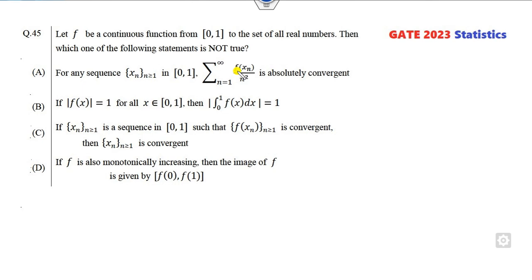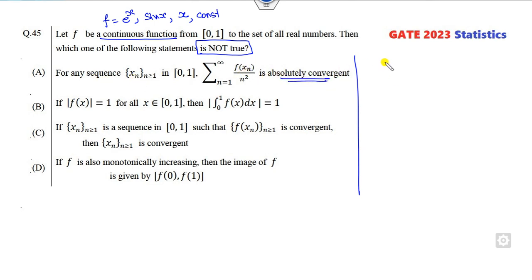Okay, look at this another one. F is a continuous function. You can take any continuous function like e raised to power x, sin x, or a constant. That's depending upon you. Then which of the following statements is not true? Very simple again. So firstly we can see the A part. For any sequence, is it absolutely convergent? Okay, so you have to check about this term.